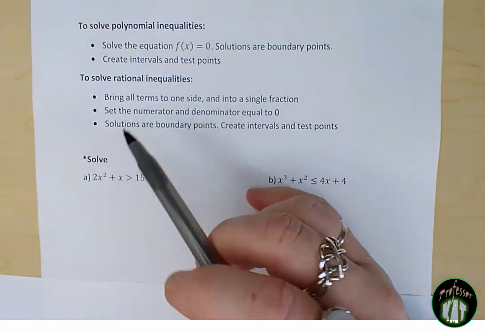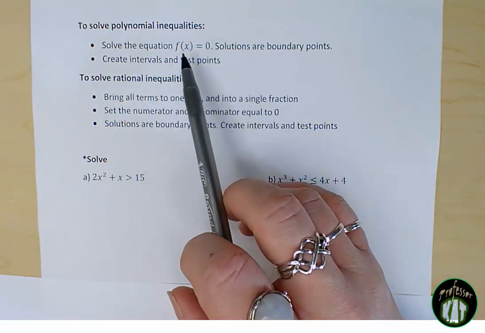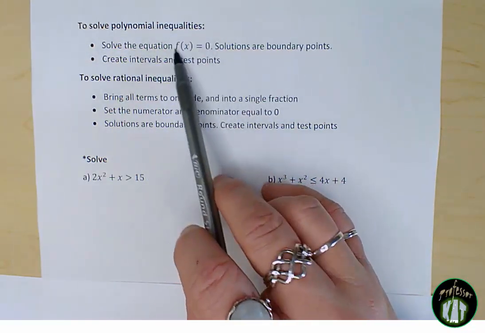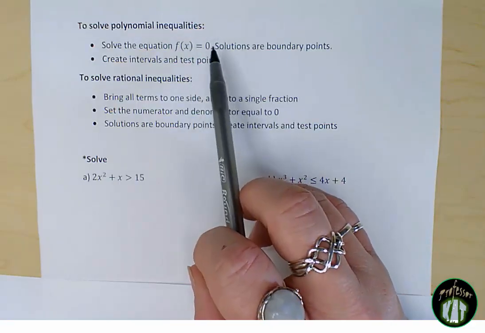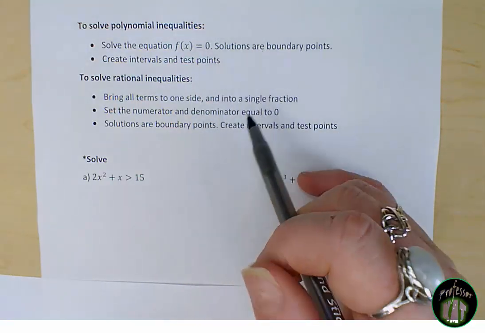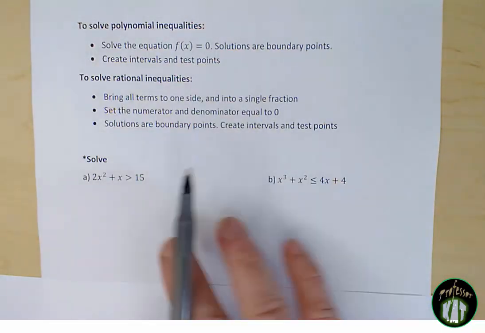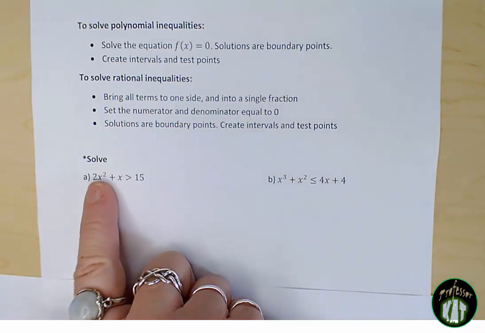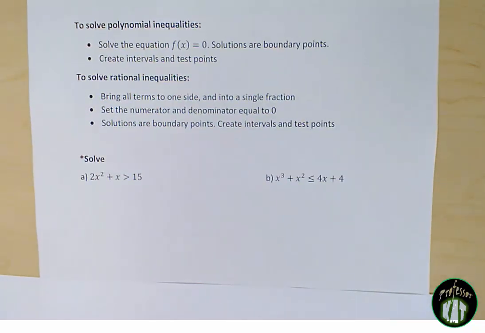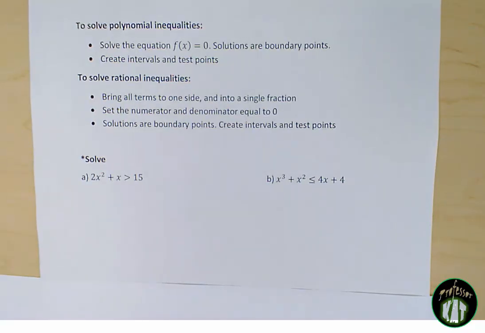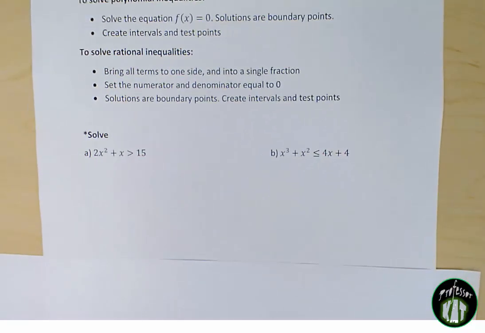The first thing we are asked to do is to solve the equation f of x is equal to 0. Think about when you solve quadratic equations: one of the first things we want to do is bring everything over to one side of the equation, set it equal to 0, so that you can then solve it by factoring or the quadratic formula or something like that. Think of this as almost the exact same thing.